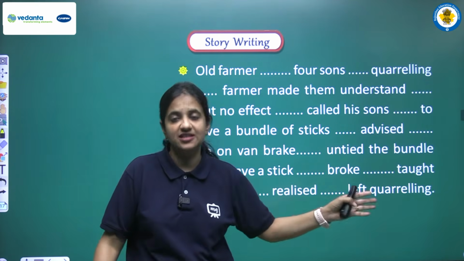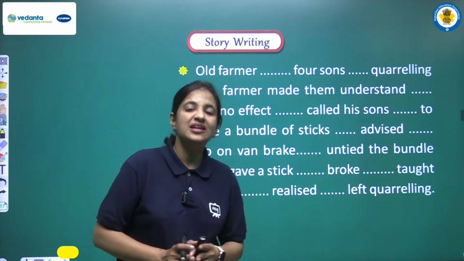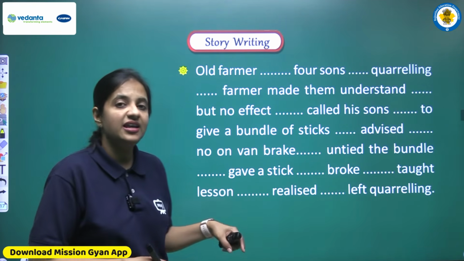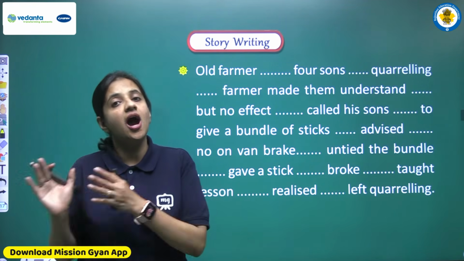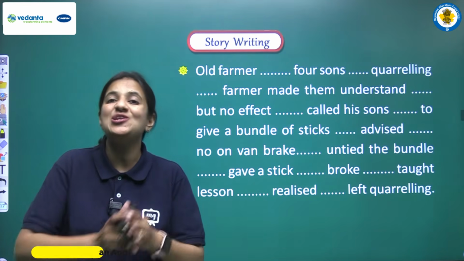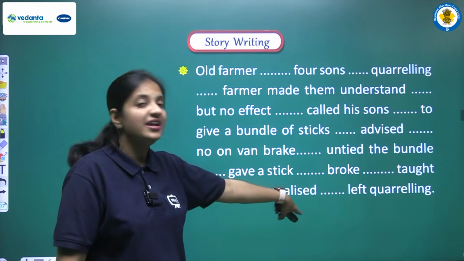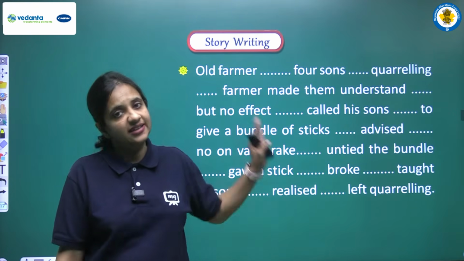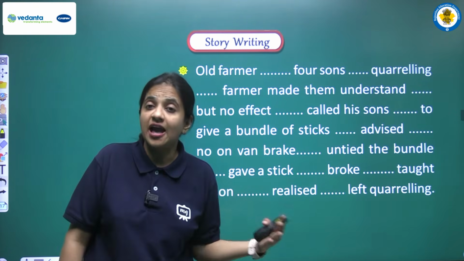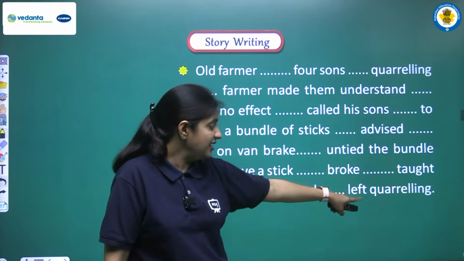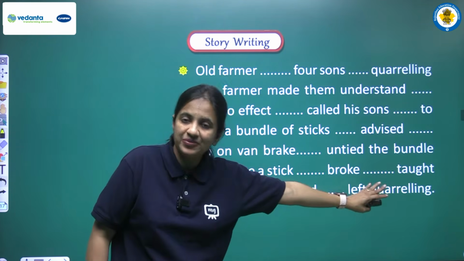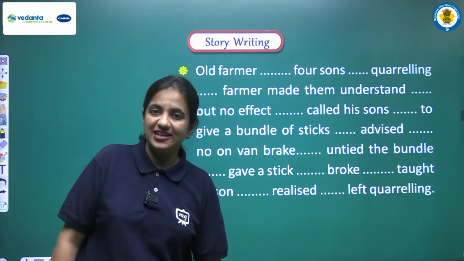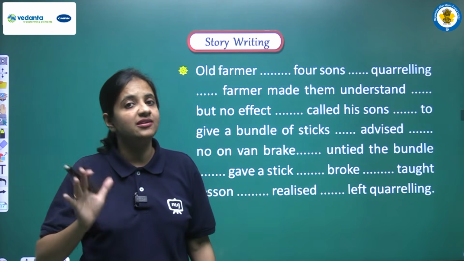So finally the farmer taught this lesson to his sons: how important it is to be united. The four sons of the farmer realized how bad this habit is, and finally they left quarreling. Okay, so this is the story. Very easily we can frame the story, and yes, we have to write the title and the moral.